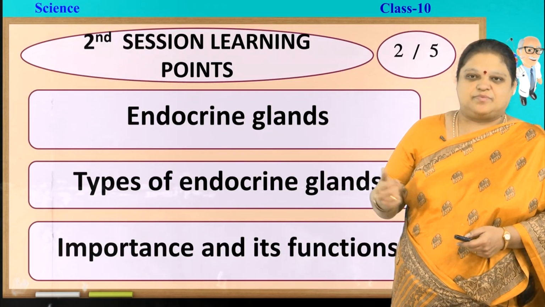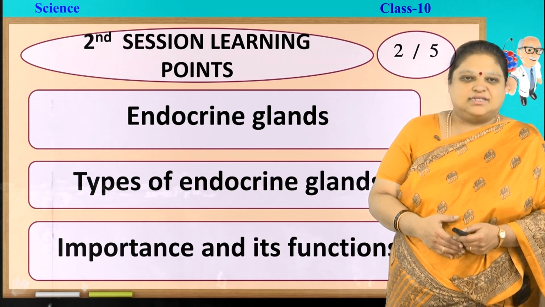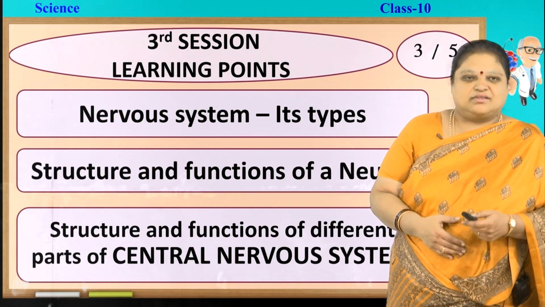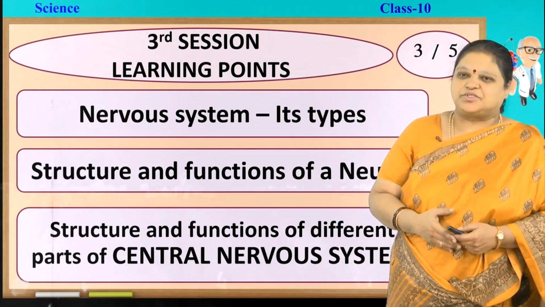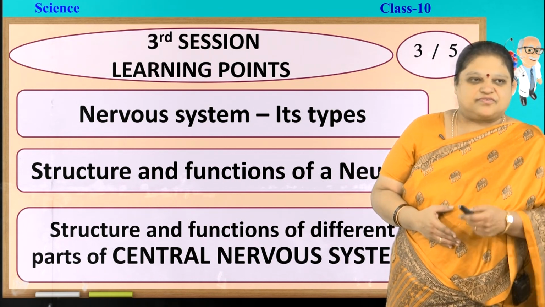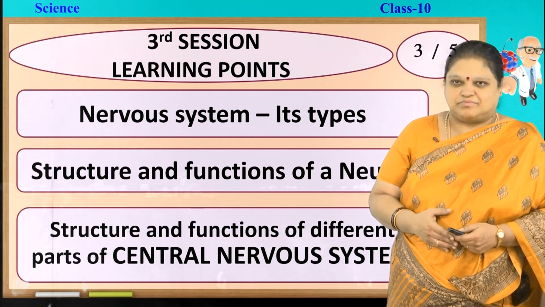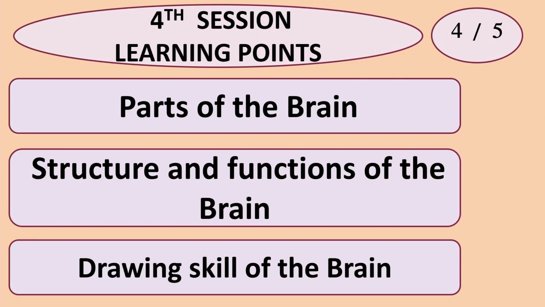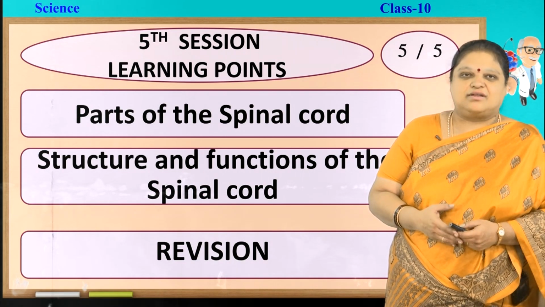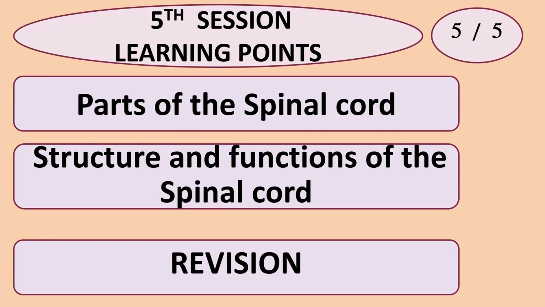In the second session we will be studying about endocrine glands, types of endocrine glands and their importance and functions. Third session we will be studying about nervous tissue, its types, structure and functions of a neuron, structure and functions of different parts of the central nervous system. In the fourth session, we will be studying about parts of the brain, structure and functions of the brain, and also how to draw a brain. Next, in the fifth session, we will be studying about parts of the spinal cord, structure and functions of the spinal cord, and finally, the most important of all, revision.